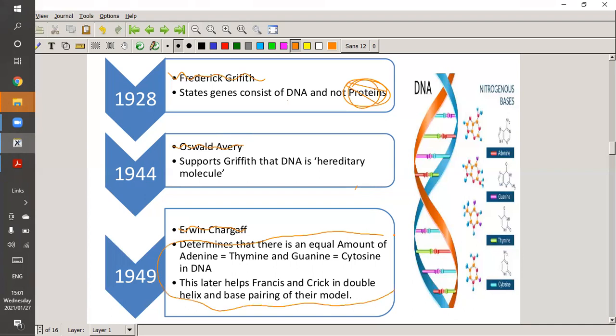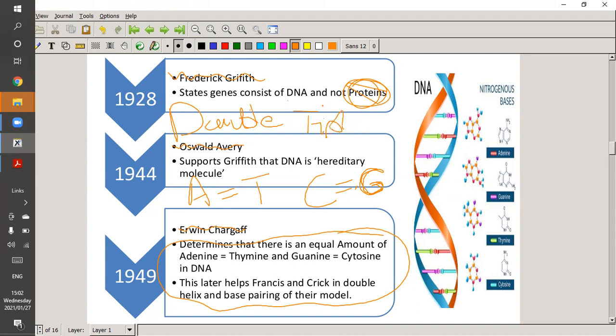So what happened is Erwin Chargaff discovered that the amount of adenine and the amount of thymine is always equal inside the DNA, and the amount of cytosine and the amount of guanine is always the same. That's going to be very important, because one of the questions that Watson and Crick had is: is DNA a double helix, or is it a triple helix?